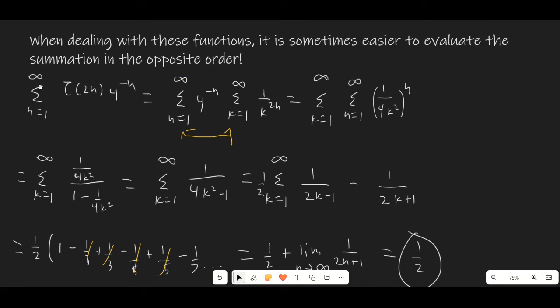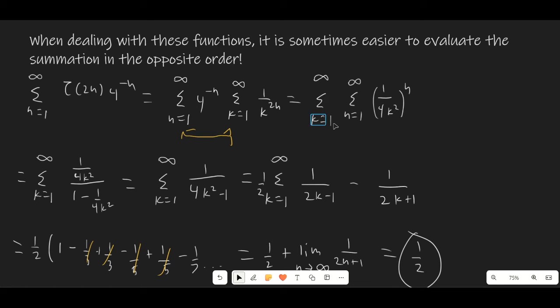So look, we have this sum from n equals 1 to infinity of zeta of 2n times 4 to the negative n. Now, the first thing we're going to do is replace zeta of 2n with the sum from k equals 1 to infinity of 1 over k to the 2n, which is just the definition of it right here. And so now we have this nice double summation. Now what we're going to do is flip the order of summation. Now notice that this is entirely positive, so this is totally justified in this situation.